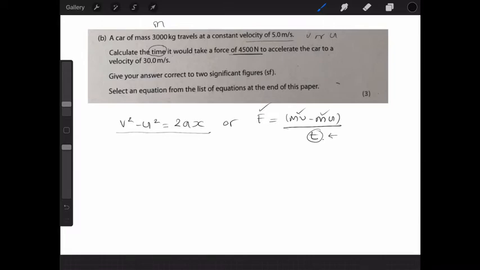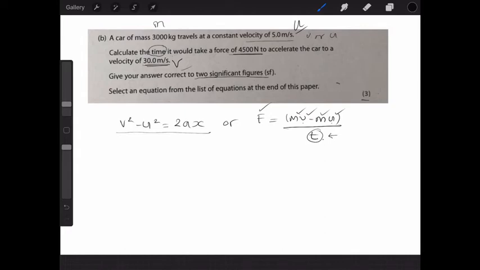What I have got to work out is, do I know v and do I know u? Because then t will be the only thing I don't know. So it's going to accelerate the car to a new velocity, a final velocity of 30. So this is my v, which means 5 meters per second has to be u. So yeah, I know everything that I need to do this equation, and I've got to make sure at the end I don't drop 1 mark for not following that instruction about 2 significant figures.